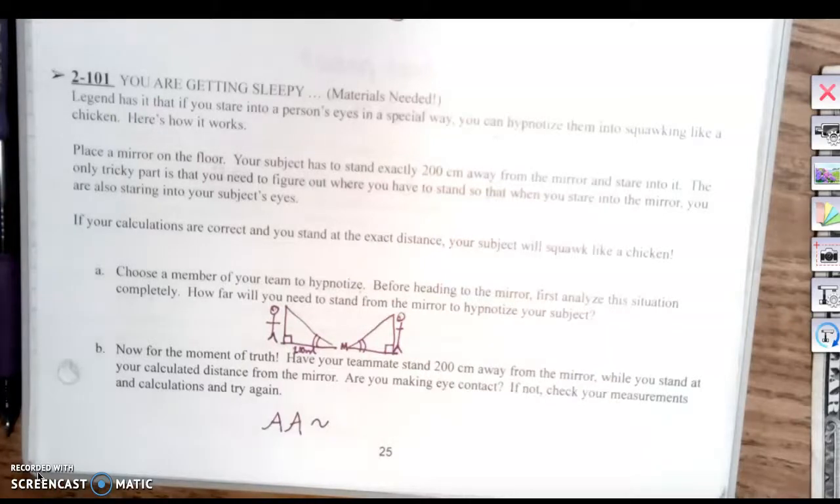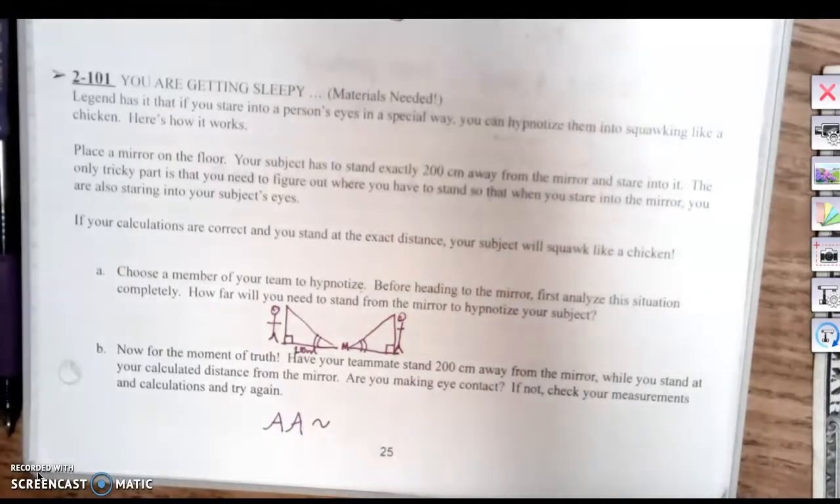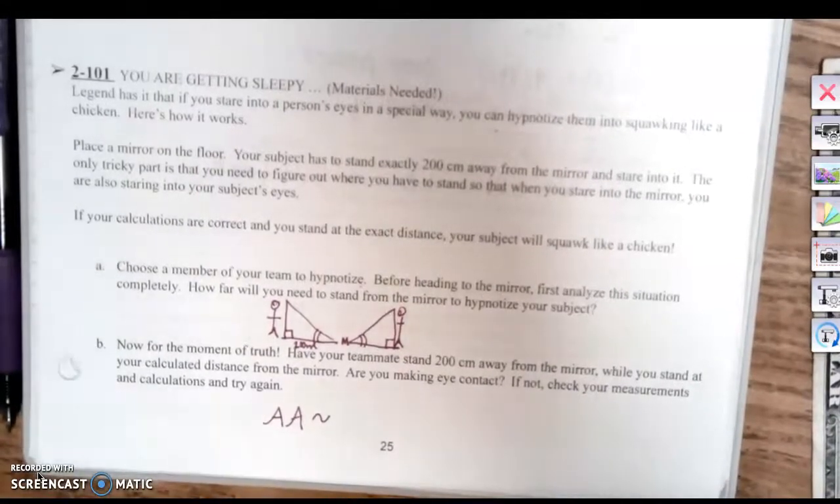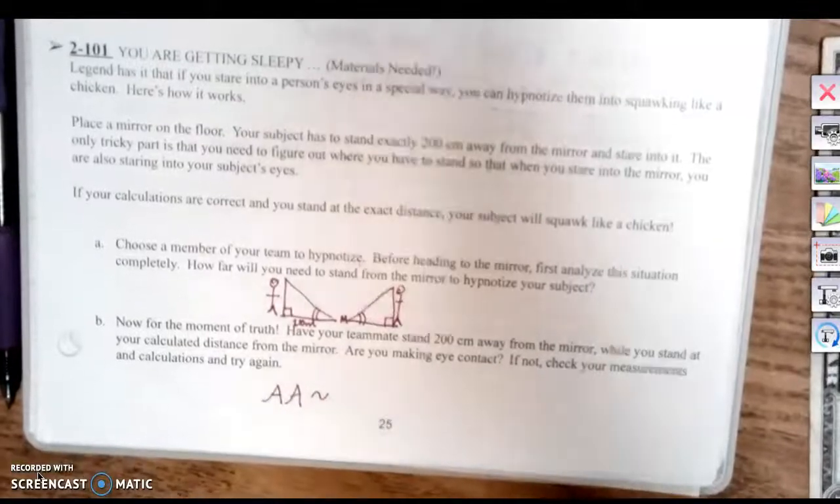The only tricky part is that you need to figure out where you have to stand so that when you stare into the mirror, you are also staring into your subject's eyes. If your calculations are correct and you stand at the exact distance, your subject will squawk like a chicken. Okay?